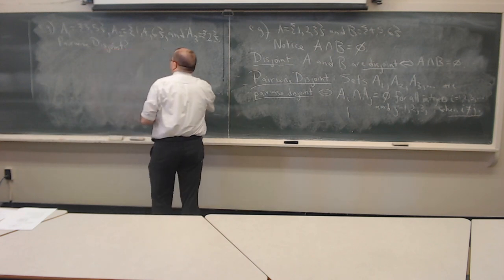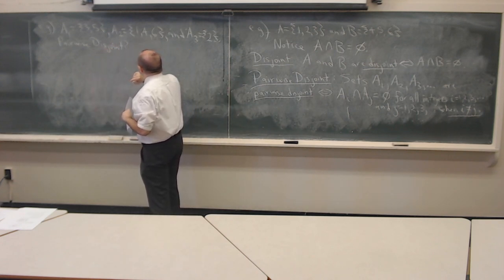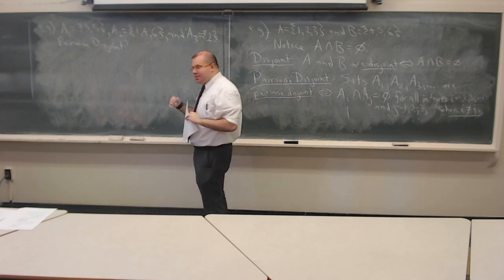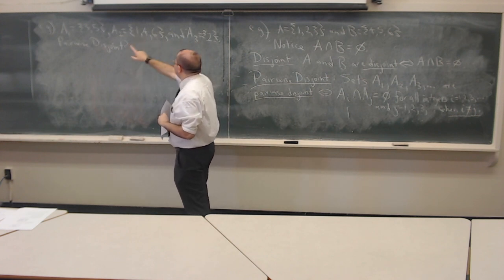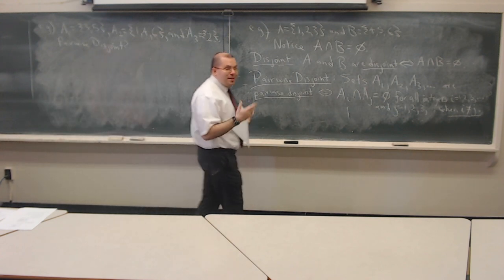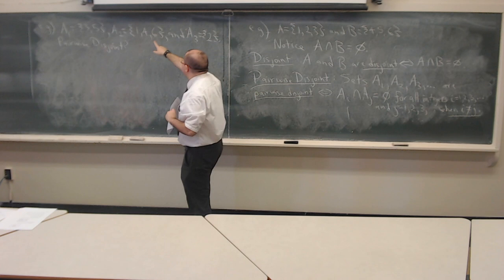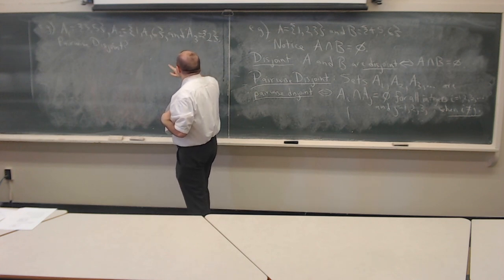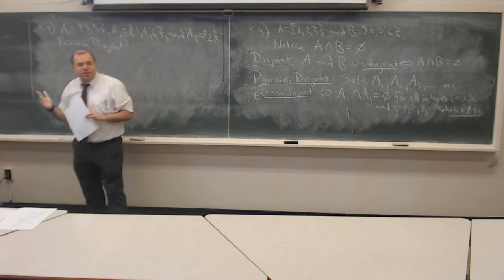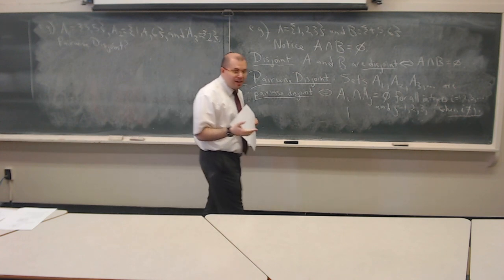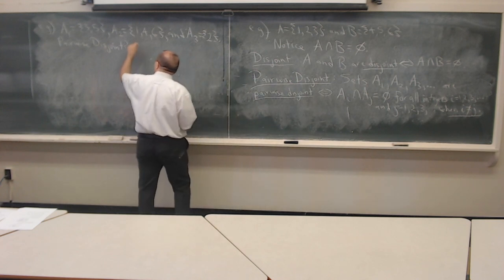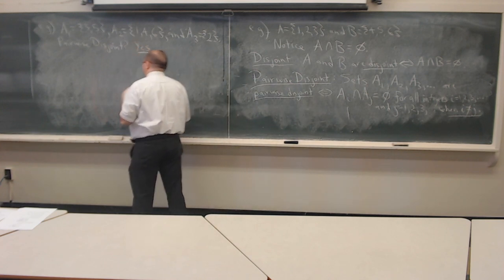Well, let's look at it. A1 and A2, if I take the intersection of them, notice they have no elements in common with each other. So that means they are disjoint. Then A sub 1 and A sub 3: 2 is not in A sub 1, right? So we know those are disjoint. Then I consider A sub 2 and A sub 3. There are no common elements. You can see how you could go through each combination of these sets and see that if I take the intersection of them, they're all disjoint. So in our case, the answer is yes, they're pairwise disjoint.